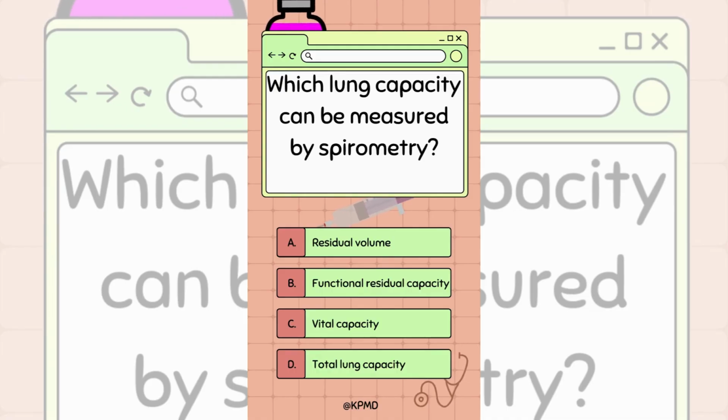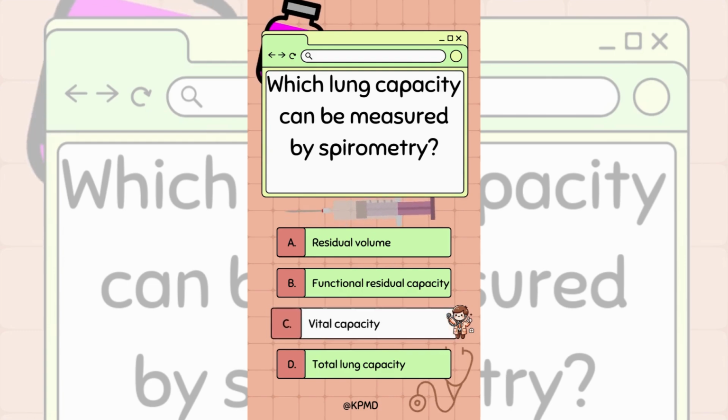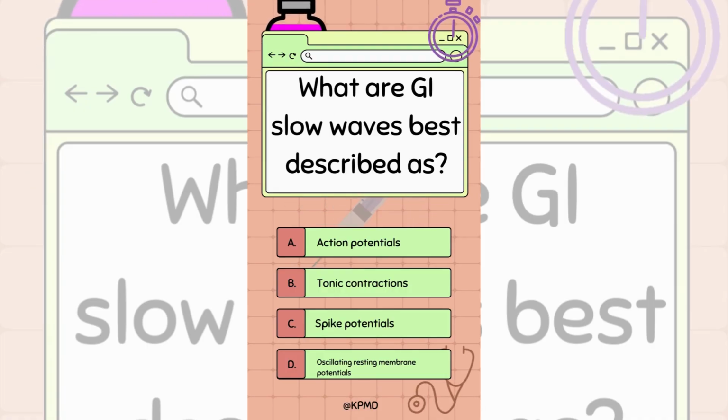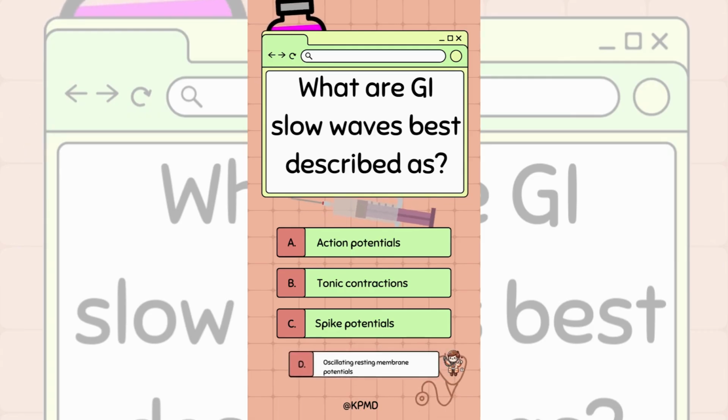Which lung capacity can be measured by spirometry? The answer is C. Vital capacity. What are GI slow waves best described as? Correct answer is D. Oscillating resting membrane potentials.